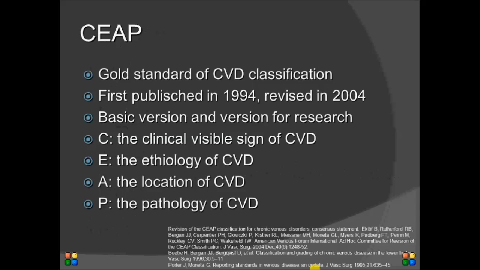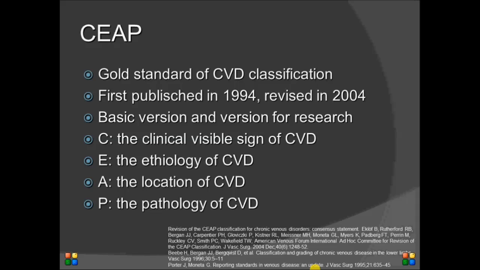Well, the CEAP classification, I won't go into detail here, but up till now it is in fact the gold standard for classification of chronic venous disease. It was published a long time ago. It tells you something about the clinical visible signs. We have etiology, we have the location of the chronic venous disease, and we have the pathology. For instance, in Holland, we note the C classification for every patient we treat, also for the insurance company.